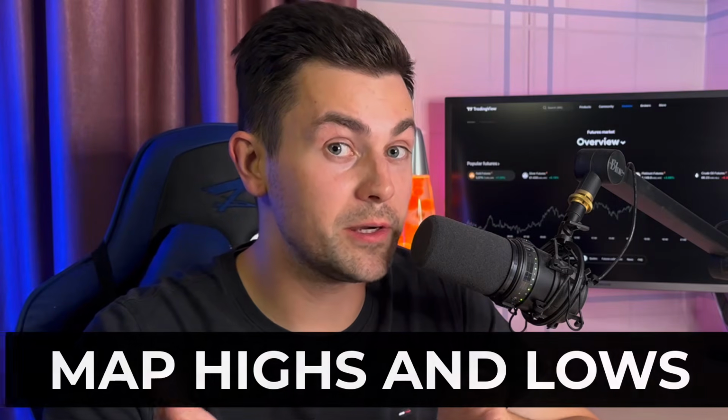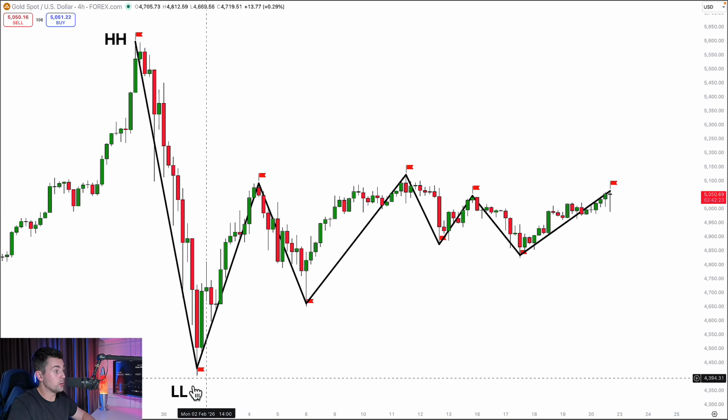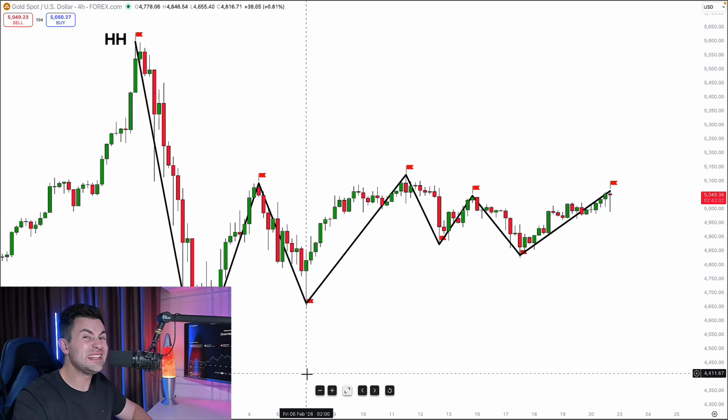Step number 4, map highs and lows depending on their positioning relative to a wave or impulse that we identified in step 1. First, we will need to map the high and the low of the first impulse that we identified. Its high will be called higher high and its low will be called lower low. And we will map the next high and low in relation to this first high and low that we mapped.